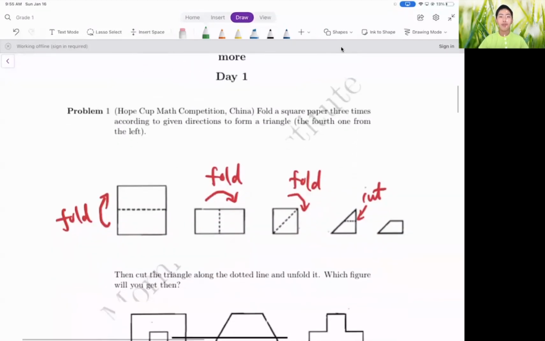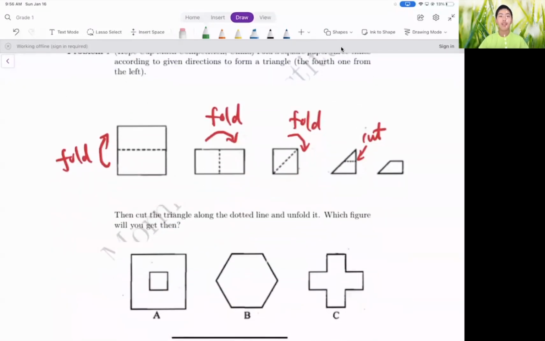Problem 1. Fold a square paper 3 times according to the directions to form a triangle. Then cut the triangle along the dotted line and unfold it. Which figure will you get then? So for this problem, we have to just do experiments to fold with paper to see which one we will get. So right now we have a square piece of paper, as you can see in my video, and we're going to follow the directions to see which shape we can fold.